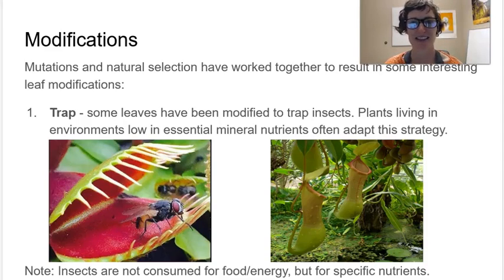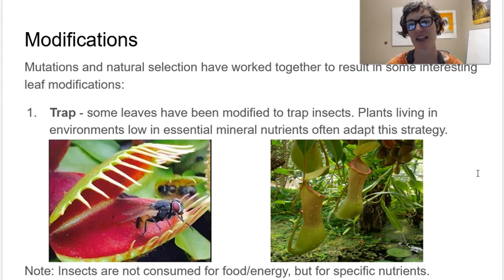This is the last of our anatomy lectures. So we're looking at leaf modifications, ways that leaves can change their function to do something different, rather than to have their main design or structure be for photosynthesis. So the first one of these we'll look at are traps.